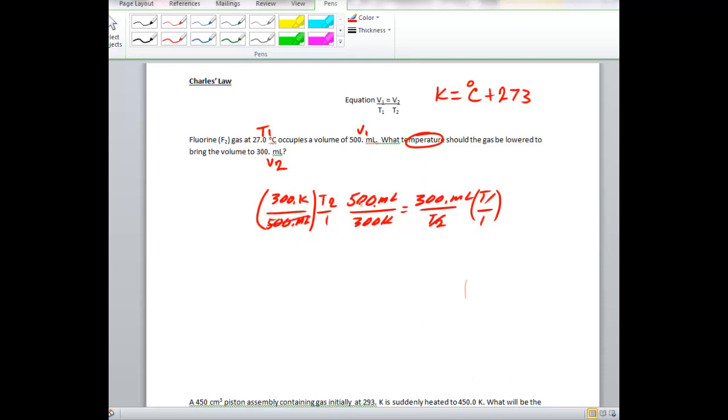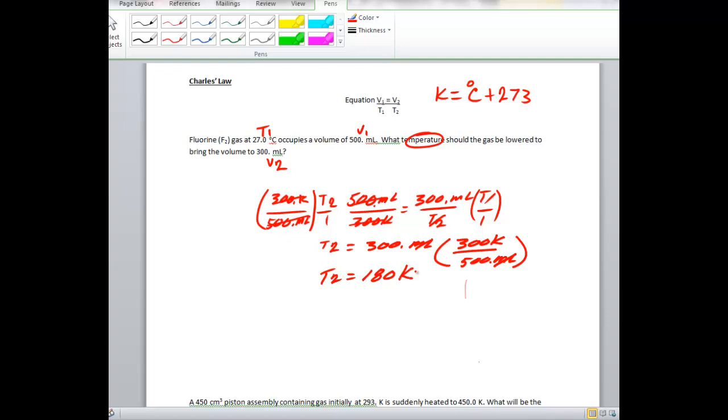So now I can cancel that out, and I can cancel that, and I'm left with T2 is equal to 300 mL multiplied by 300 K over 500 milliliters. I can cancel these units out. I end up multiplying 300 times 300 K divided by 500, and I'll come up with a T2 value of 180 K.